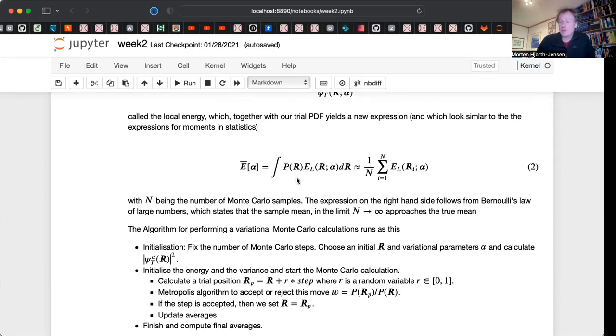Based on this, we could then define the expectation value in terms of this integral, which now looks like a statistical expectation value. So we would have a probability distribution times the quantity here. And we're actually calculating the expectation value of the local energy, as it's called.